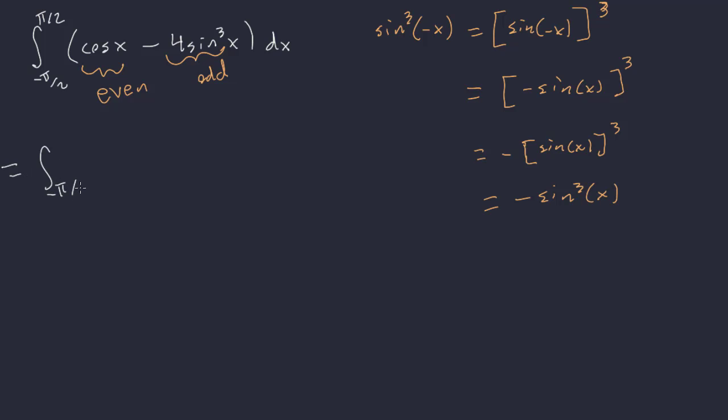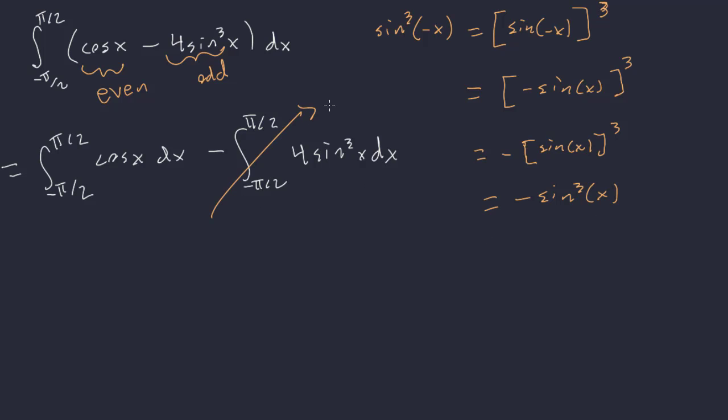So we can actually just break this up like this. Take the definite integral from -pi/2 to pi/2 of cosine of x dx, minus the definite integral from -pi/2 to pi/2 of this 4 sine cubed x dx. The beautiful thing here is this whole thing just goes to 0. And this we can rewrite as 2 times the integral from 0 to pi/2 of cosine x dx. Much easier problem here than this one, right?